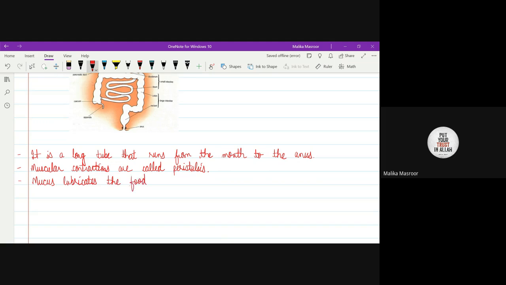And which cells produce mucus? Goblet cells. So mucus is made by goblet cells, which are found in the lining of your alimentary canal.